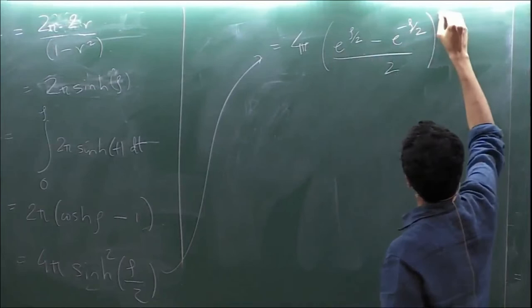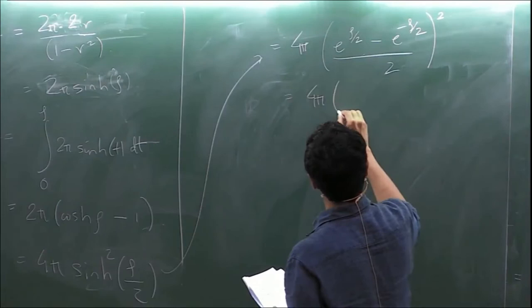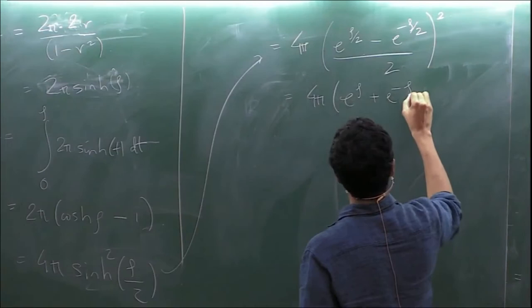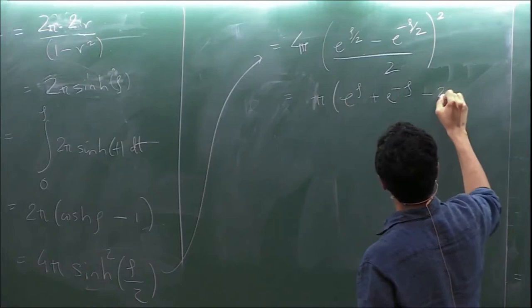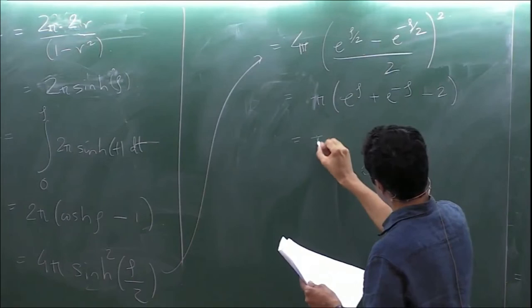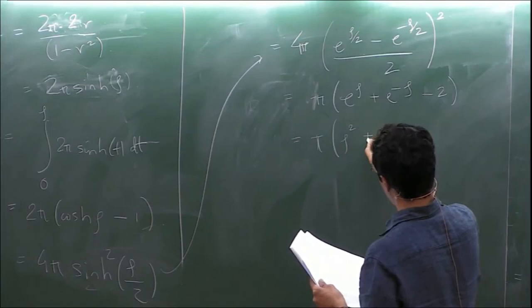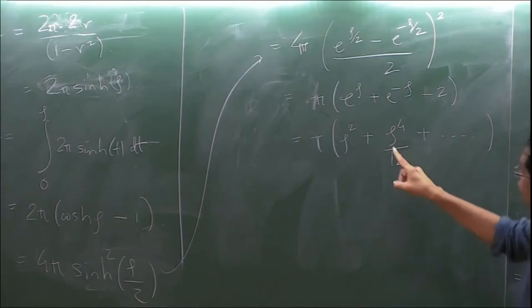And now it's just some high school arithmetic, so this is e to the rho plus e to the minus rho. So this 4 cancels, right? So you get pi times (e to the rho plus e to the minus rho minus 2), expanding the square. And this you can compute. If you write down the Taylor series, it's pi times rho squared plus rho to the power 4 by 12 plus higher order terms involving rho.